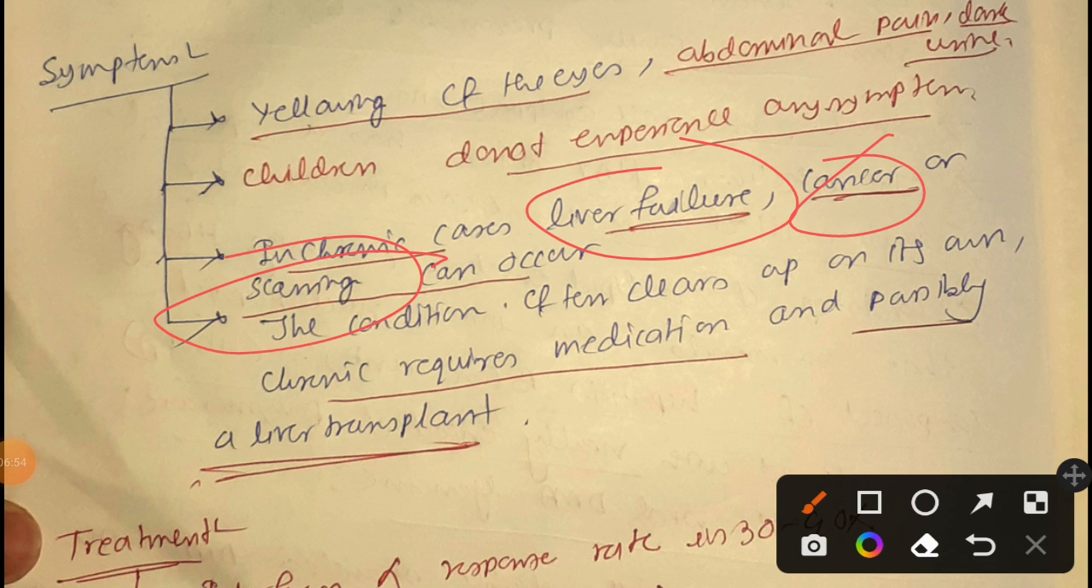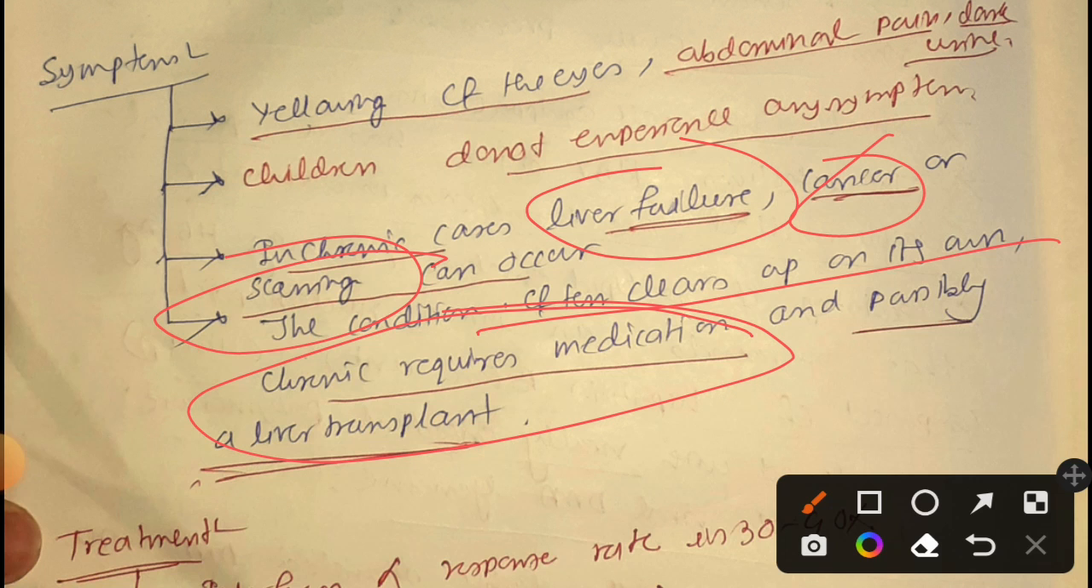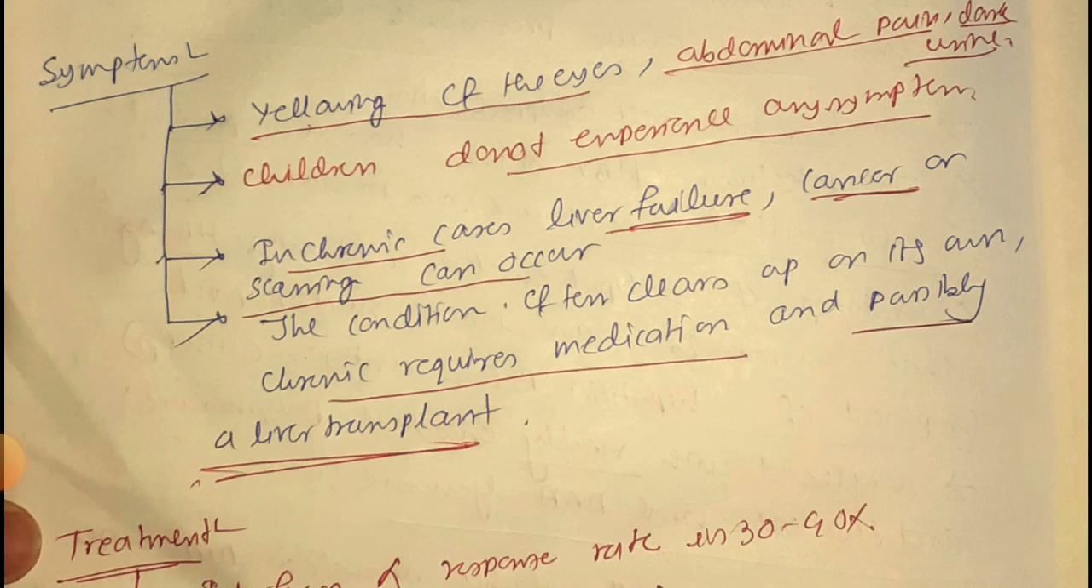Remember one thing, in case of hepatitis A, the liver infection is acute, but in case of hepatitis B, C and all that stuff, they are all chronic. Okay, so the condition often clears up on its own, but if a chronic condition happens, then we require medication and possibly a liver transplant.